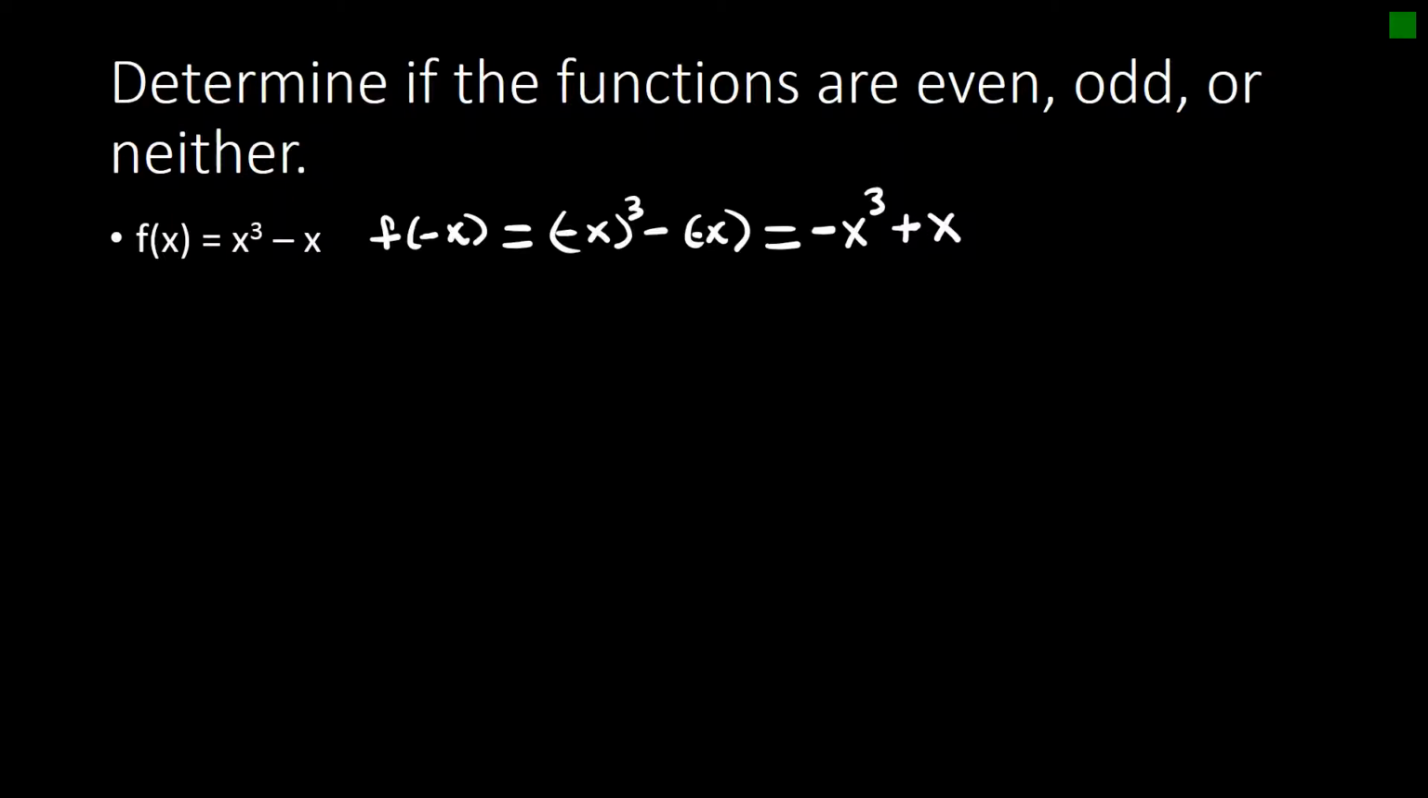So did I get the exact same function back that I started with? No. So this function is not even. Now let me factor a negative out from all of this. And if I factor a negative out from all of that, then what's on the inside of the parentheses after we factored out the negative is the exact same as our original function. So we can say that this function is odd.